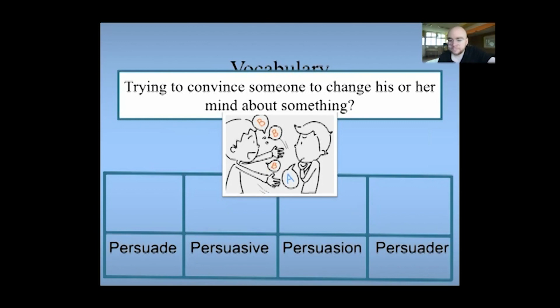Persuasive. Persuasion. And persuader. Now, what is the difference between these words? Well, let's have a look. The first one, persuade, is a verb, okay? It is a verb. It is an action.